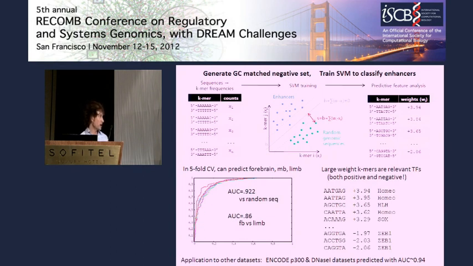So since this paper in Genome Research 2011, we've applied this methodology to other data sets, and we can predict all the ENCODE P300 ChIP-seq data and DNase data in mouse and human cell lines with a median AUC of 0.94.